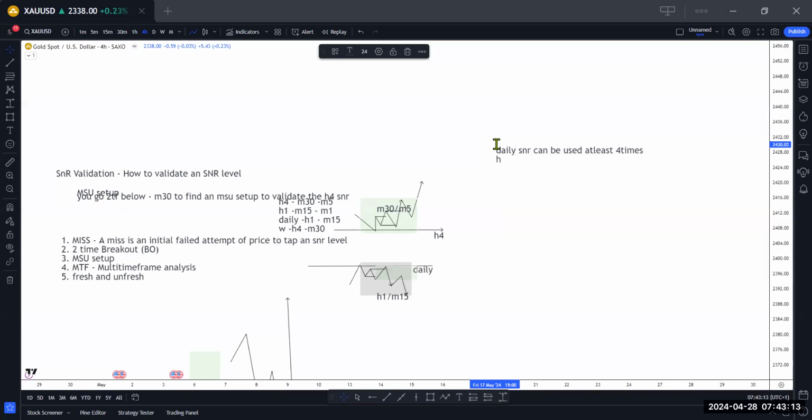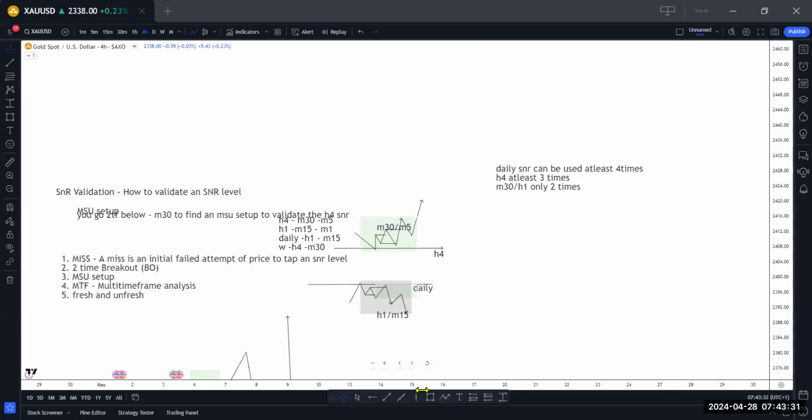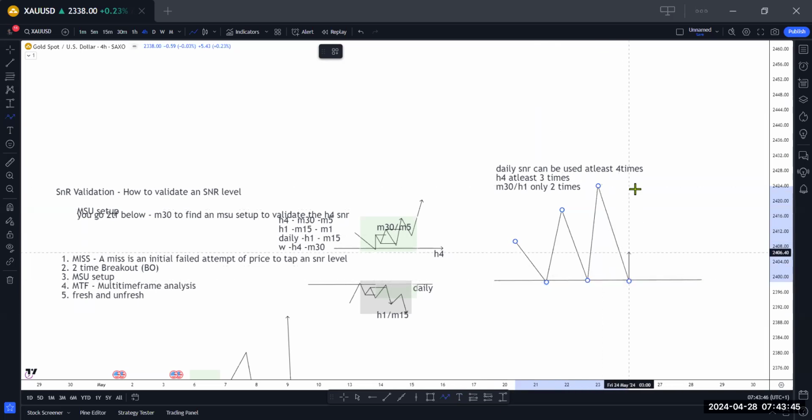H4, at least 3 times. For M30 and H1, only 2 times. Okay? So price can tap a level. So let's say this is a daily level, for example. Price can tap this level multiple times. Go and come back again, go and come back again.